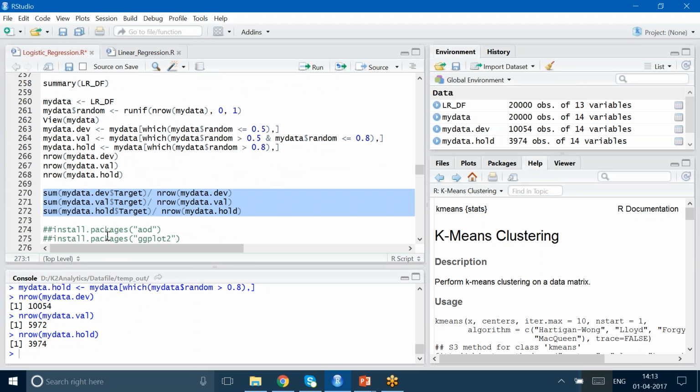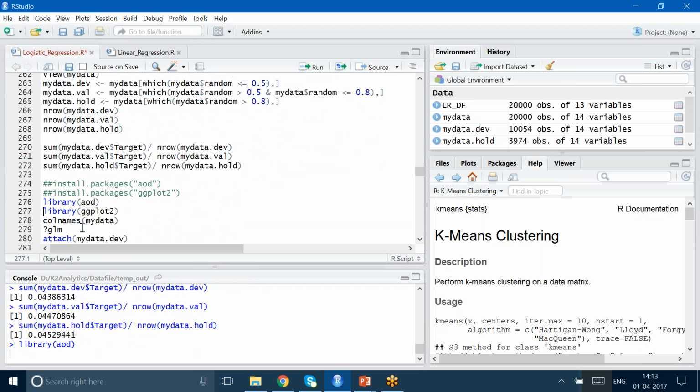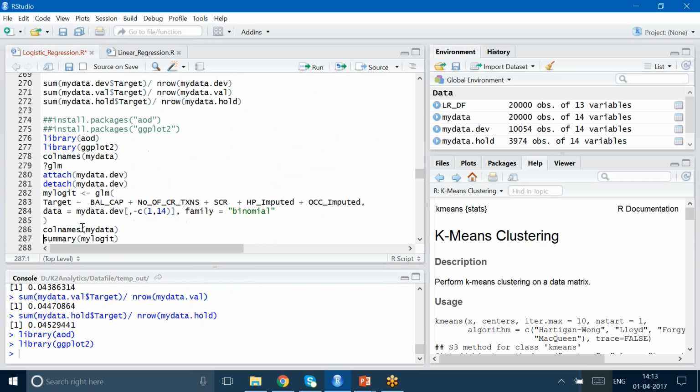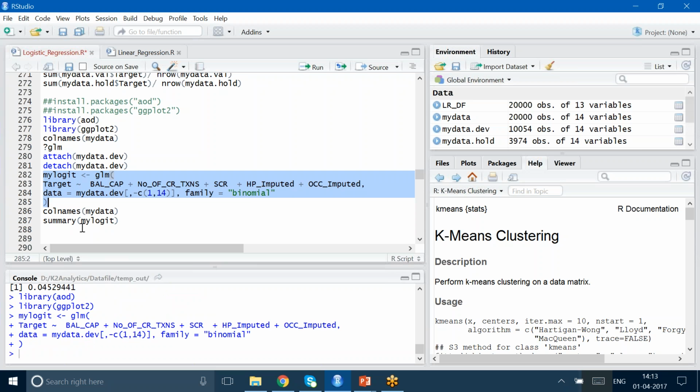Target rate in each of these data sets is 4.3, 4.4, 4.5. So I'll just build the model. This is the step we executed last time. Because the occupation imputed variable is there, I'm not taking the occupation variable. HP imputed variable is there, so I'm not taking the original holding period. Last time we saw gender was not coming significant, so we dropped the gender variable. And this is where we had left.